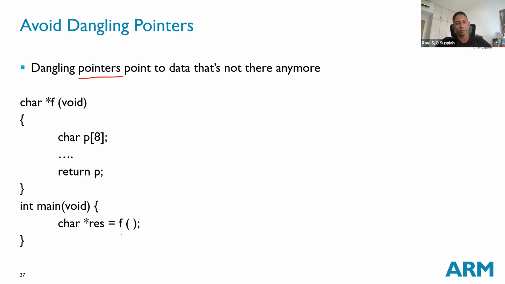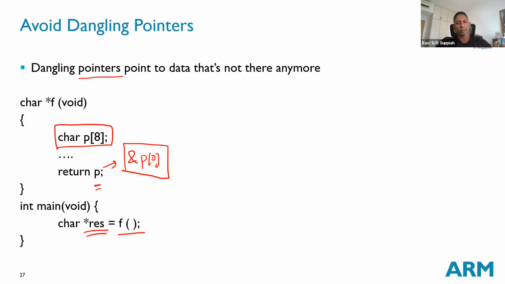I call function f, and inside function f, what do I do? I create an array, and at the end of the function, I return p. And what is p? An array name is actually pointing to the address of the first element. p is another short form for the address of the first element in the array. So I'm trying to return the address of the first element in this array, and try to access this array from the main function.